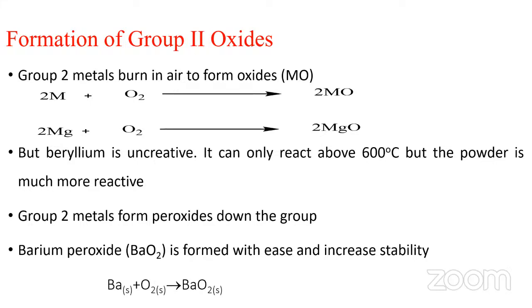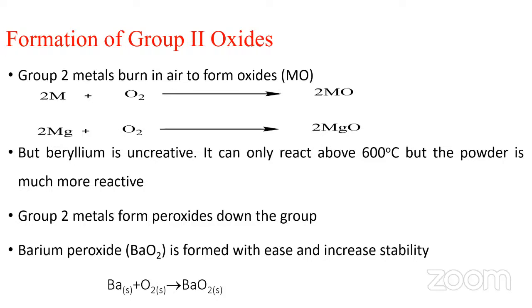Your beryllium and the oxide are usually unreactive because of the thin film that is formed on the outer layer. And for your group 2 metals, they form peroxide as we go down the group, just like your group 1. I told you that as we go down the group, because of polarizing power, that is the ability of the metal to distort the anion, it reduces as we go down the group. So that is why you form more of peroxide and the superoxides.